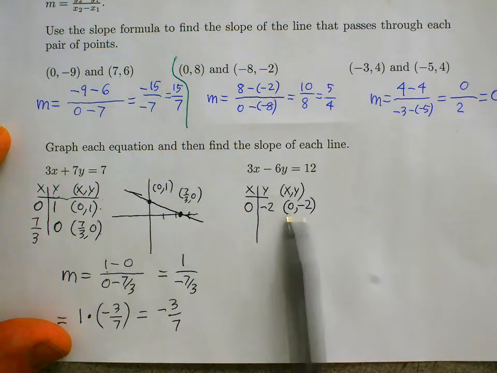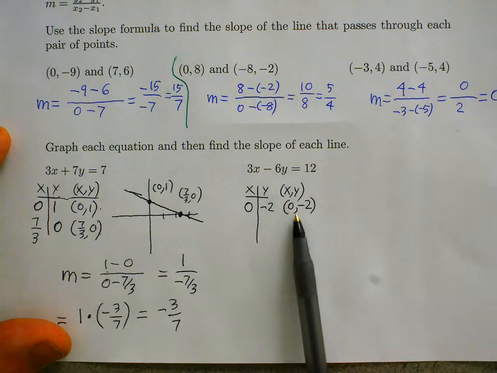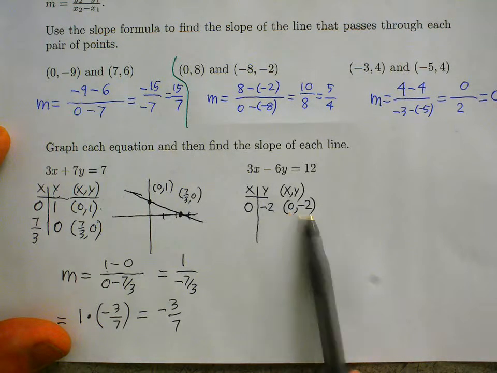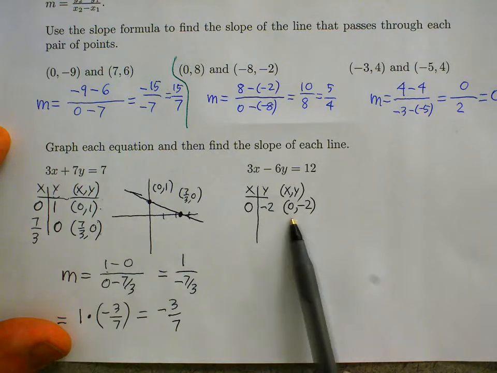So how do I know this is the y-intercept? Because the x-coordinate is 0. Anytime the x-coordinate is 0 in the ordered pair, that's the point on the y-axis that the graph crosses or intersects. So that is the y-intercept.